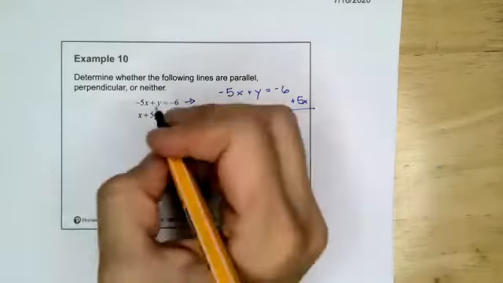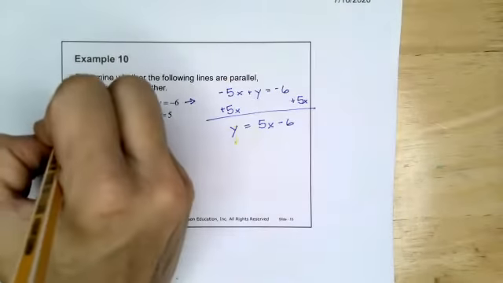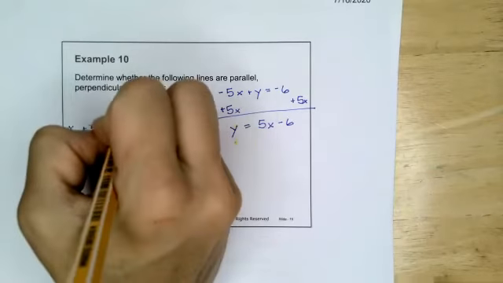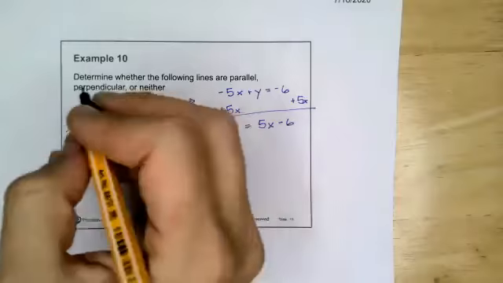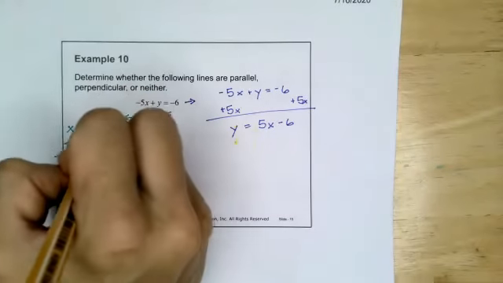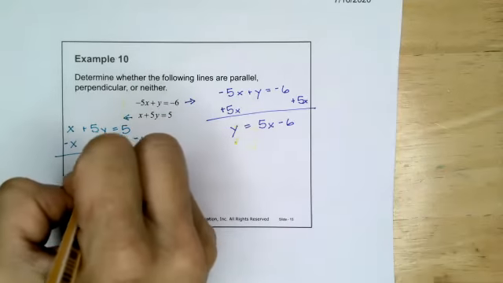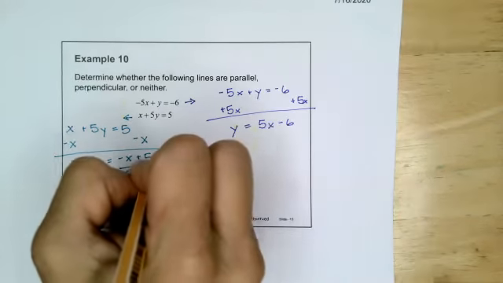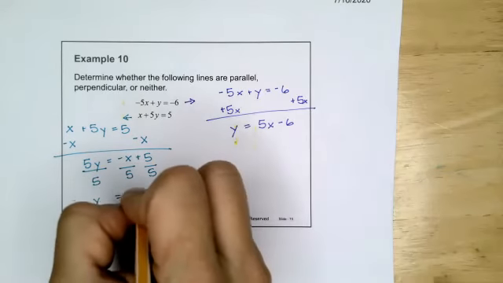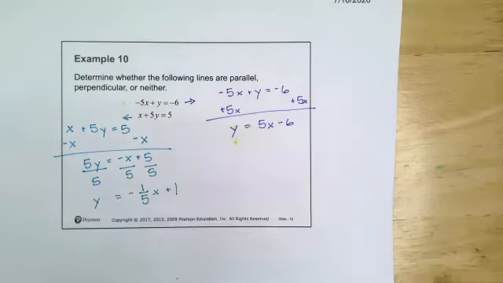Good. Now the other one: x plus 5y equals 5. Subtract x, 5y equals negative x plus 5. Divide everything by 5. Y equals negative x over 5, which is the same as negative 1/5 x plus 1.